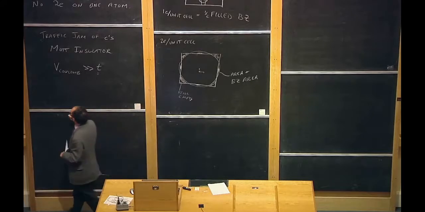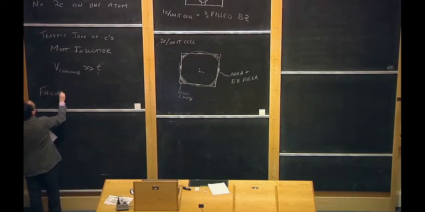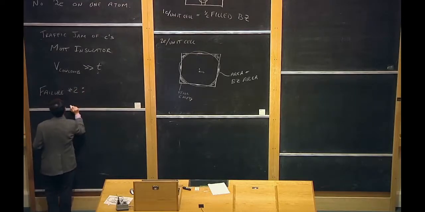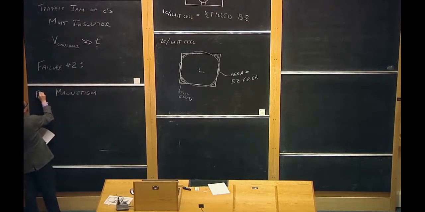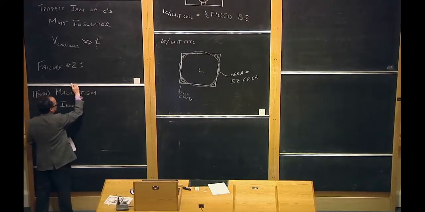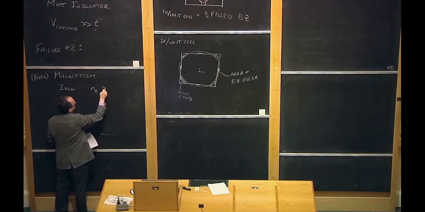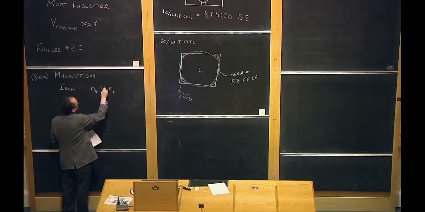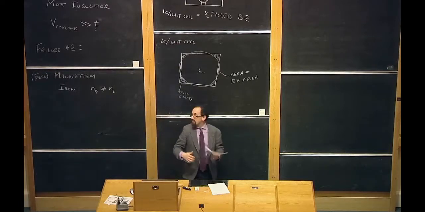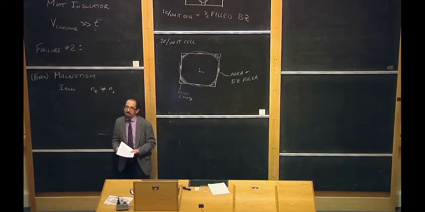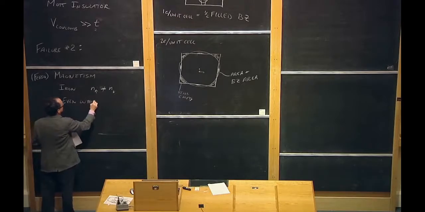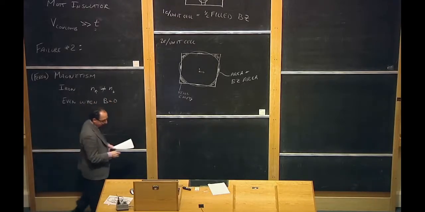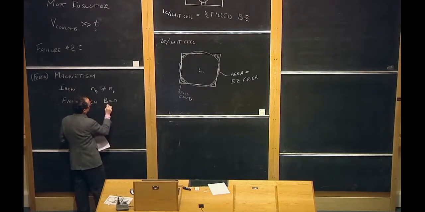A second failure of band theory, failure 2, is magnetism, such as, or maybe I'll say ferromagnetism, which we haven't defined yet. Materials such as iron, where the number of upspin electrons is not equal to the number of downspin electrons. You can have a different number of upspin and downspin electrons, a non-zero magnetization, even in the absence of external magnetic field, even when B external equals 0.